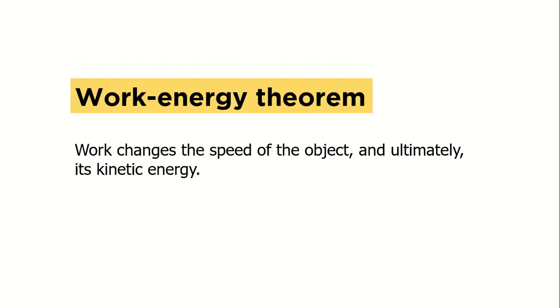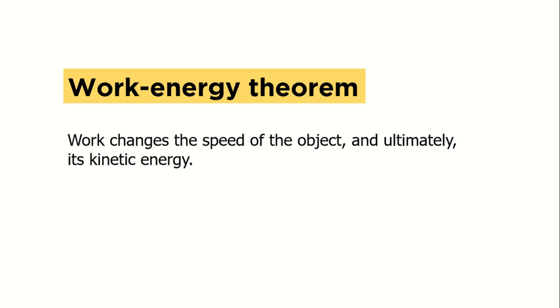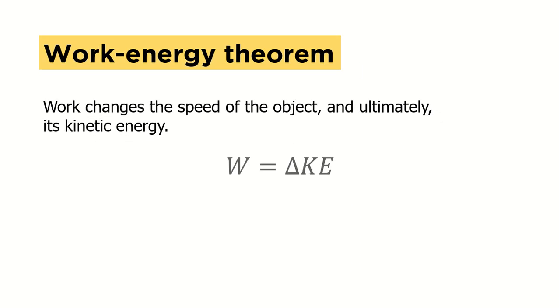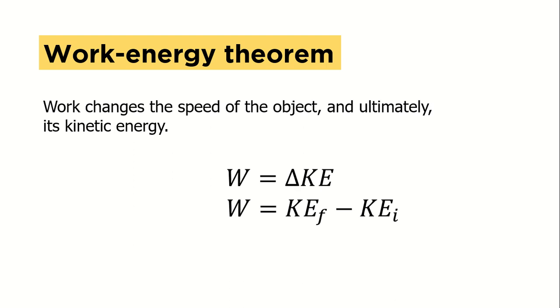This brings us to the work energy theorem, which relates work and kinetic energy, or energy of moving objects. It states that work changes the speed of the object and ultimately its kinetic energy. In equation form, the work energy theorem is stated this way: work is equal to the change in kinetic energy of an object, or the final kinetic energy minus the initial kinetic energy.